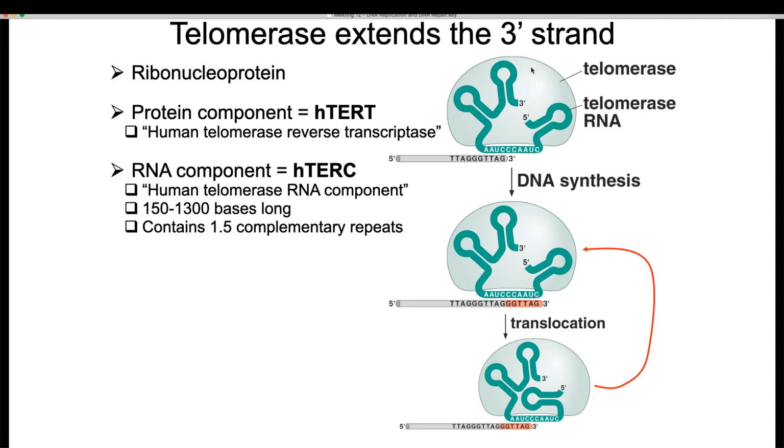Now, the protein component has this enzymatic capability that is called a reverse transcriptase. And what that means is that it uses RNA as a template to write DNA. What RNA template does it use? Its own. The RNA component that makes up telomerase. So what we have here is the RNA component provides a template. The protein component provides the enzymatic capability, the reverse transcriptase activity.